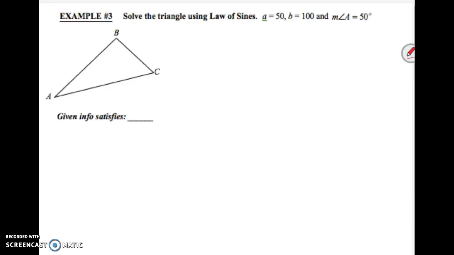For example 3, it asks us to solve the right triangle using the law of sines, where the measure of angle A is 50, the measure of side length A is 50, the measure of side length B is 100, and the measure of angle A is 50 degrees. This given info satisfies side-side-angle.